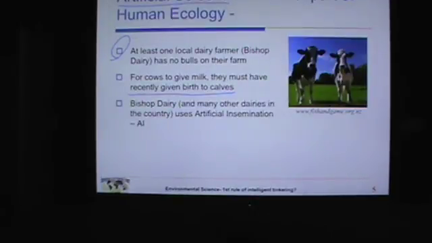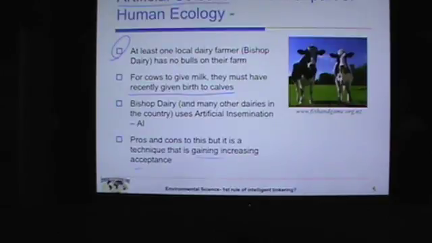Bishop and many other dairies in the country use this thing called artificial insemination, or AI. There are many pros and cons to this, but it is a technique that allows the farmer to maintain a great deal of control over the animals, and it's gaining increasing acceptance.